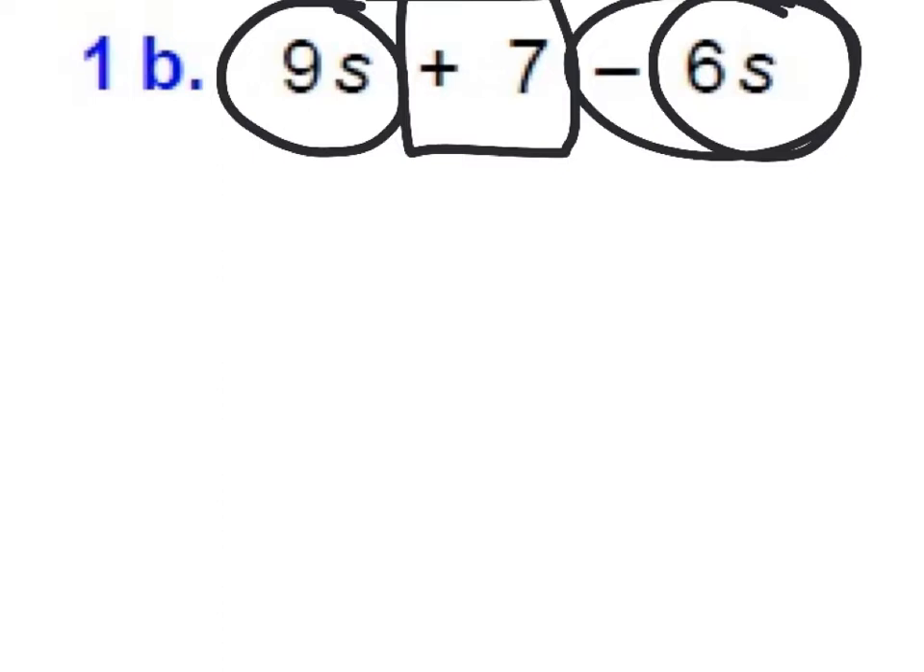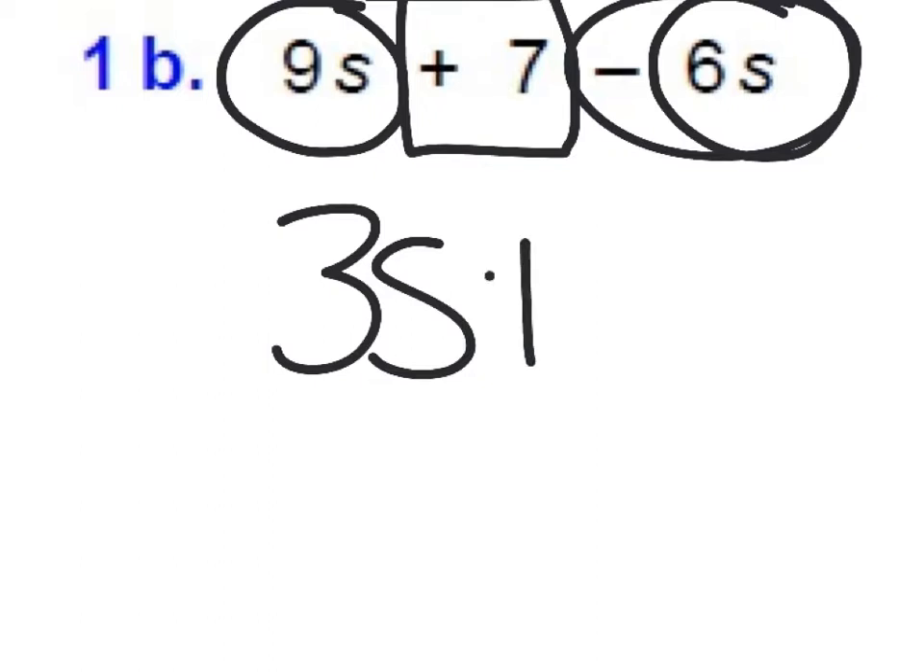So the things that you can combine are the 9s and the negative 6s. And so 9 minus 6 is 3s. And then we have plus 7. Okay, go ahead and do this one on your own. You have about 30 seconds.